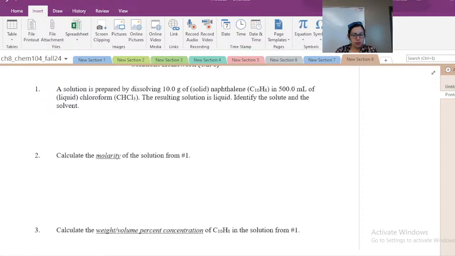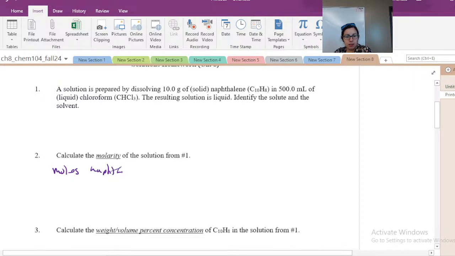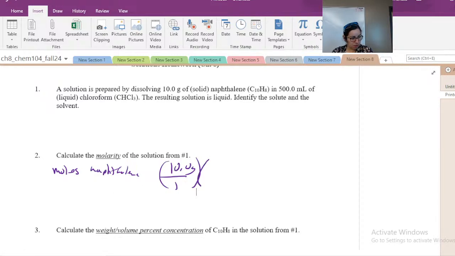So let's look at a few of these. I know we're running out of time here. And so how would we approach number 2 with finding our molarities? So what do we need to do? So moles of naphthalene. Take our 10 grams divided by the molecular weight, which I cheated and looked up today.